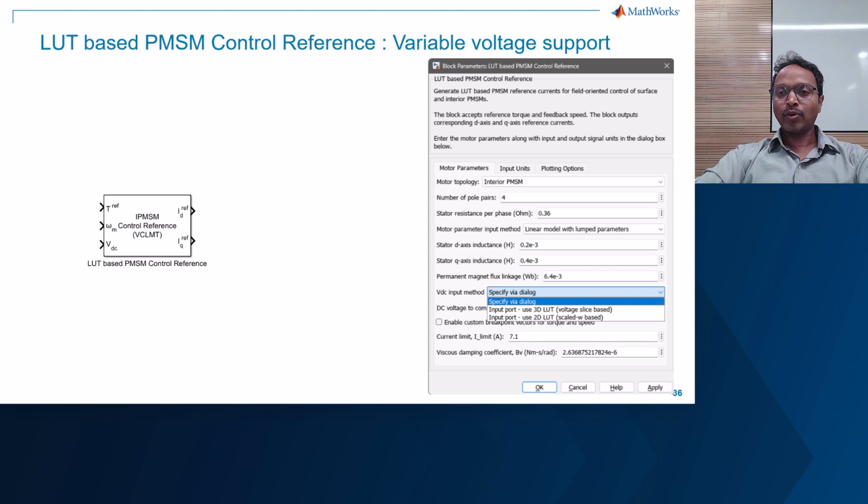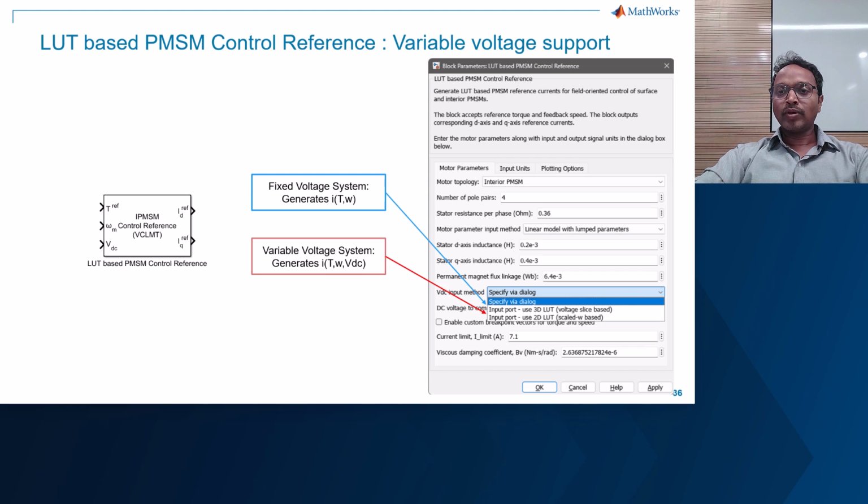For a fixed operating voltage of a system, we can pick the first option under the VDC input method and provide the fixed voltage as a mask input value.